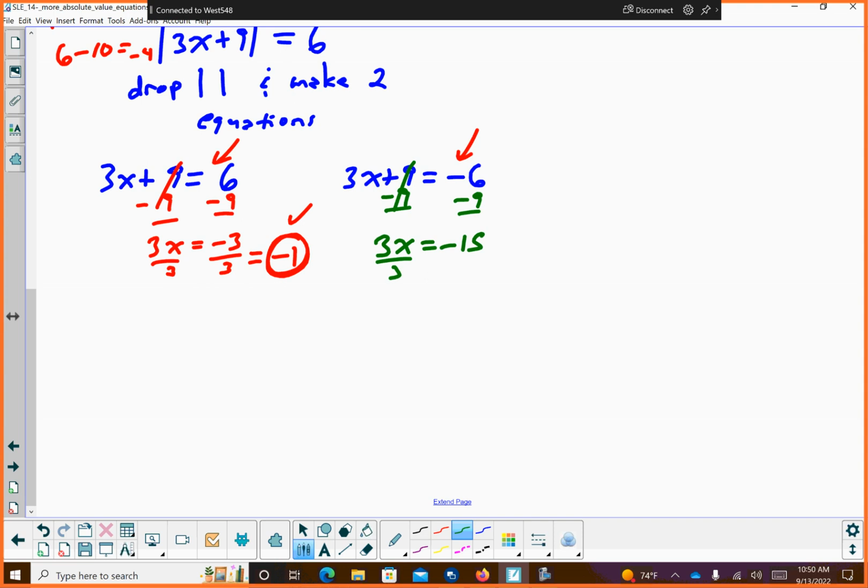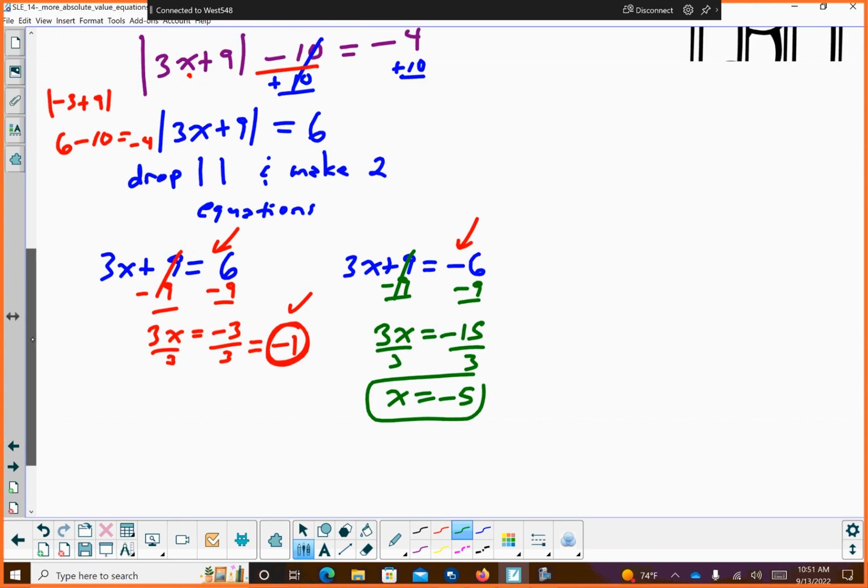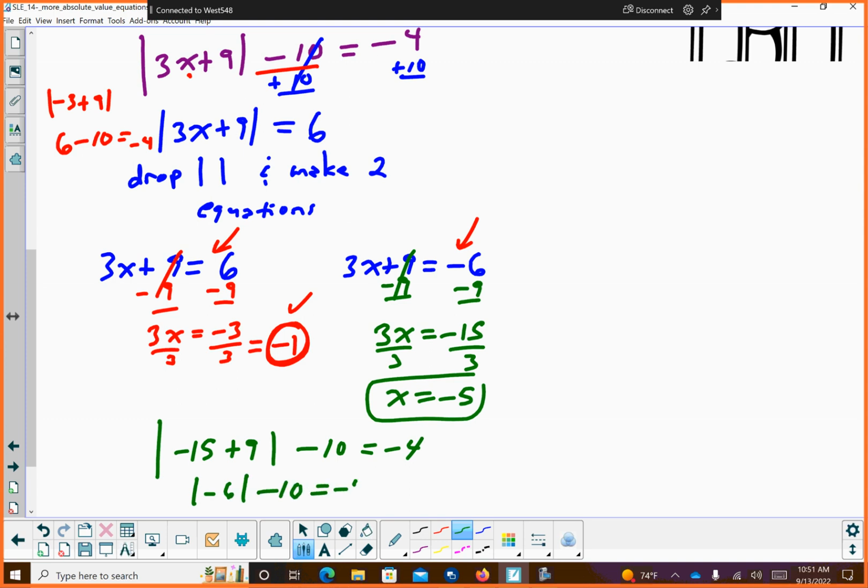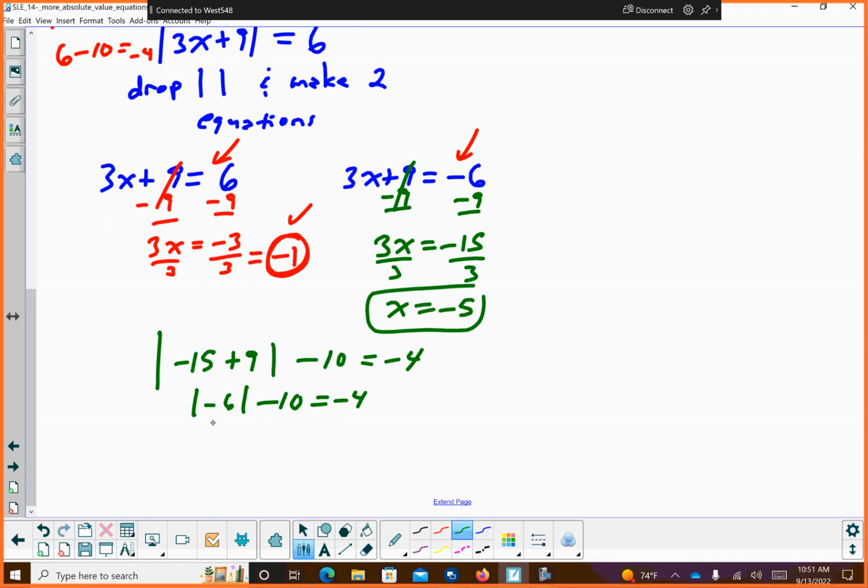Divide by 3, divide by 3. Let's make sure that works up above. I got negative 5. So 3 times negative 5 is negative 15, plus 9 minus 10. Is that equal to negative 4? So that's going to give me negative 6. Absolute value of negative 6 is? Yes, that works.